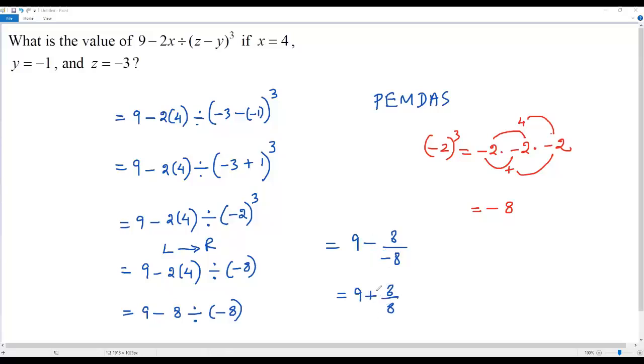Now we have only 2 operations, addition and division. Which one has to be done first? Division has to be done first because division comes before addition. So 8 over 8 will become 1. So 9 positive 1 is 10. So the evaluation of the given expression is 10.